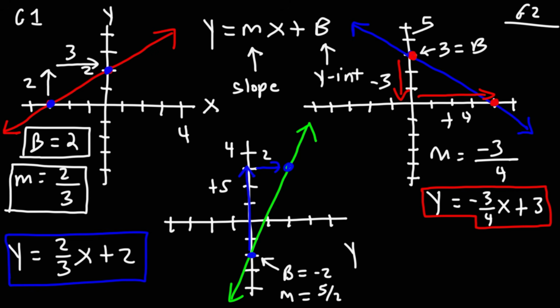So now we can write the linear equation. y is equal to mx plus b: 5 over 2x plus negative 2, or simply minus 2.